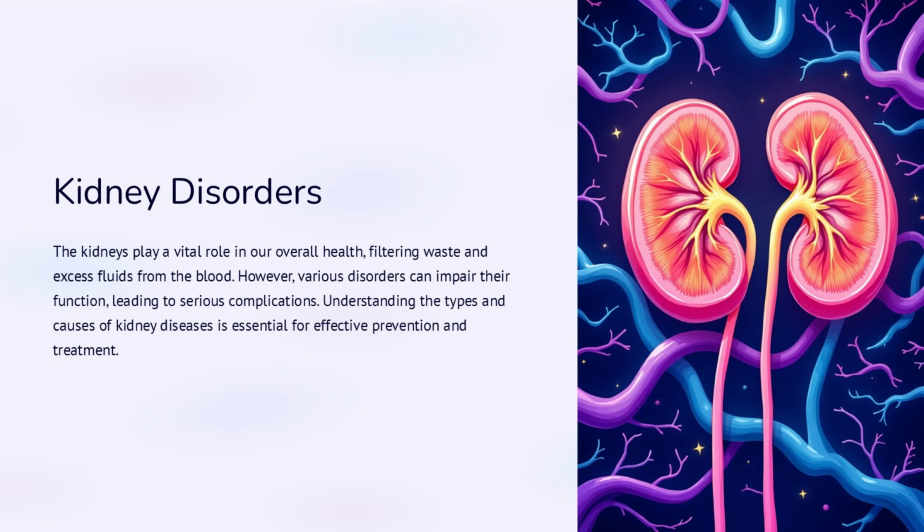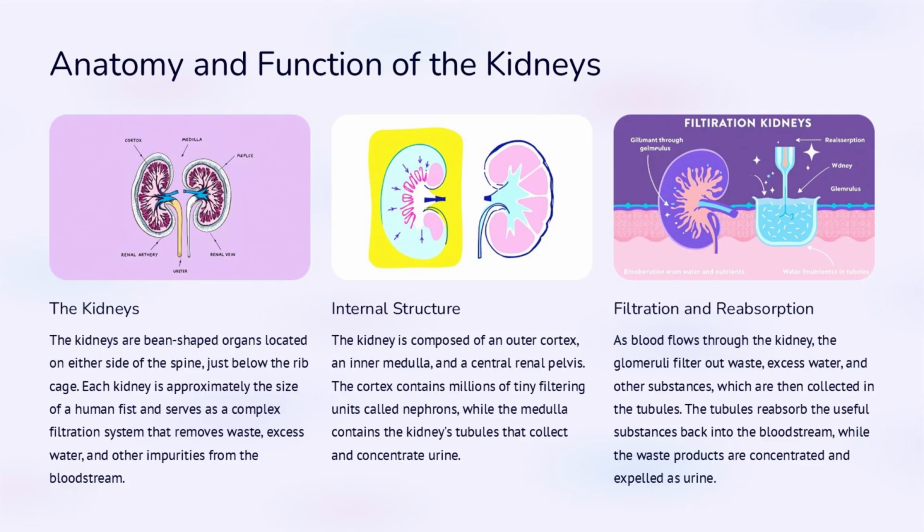The image on this slide provides a detailed illustration of healthy human kidneys, highlighting their important role in our body. I will now discuss the key types of kidney disorders and their impact on our health. The kidneys are bean-shaped organs located on either side of the spine, just below the rib cage. Each kidney is about the size of a human fist and acts as a complex filtration system.